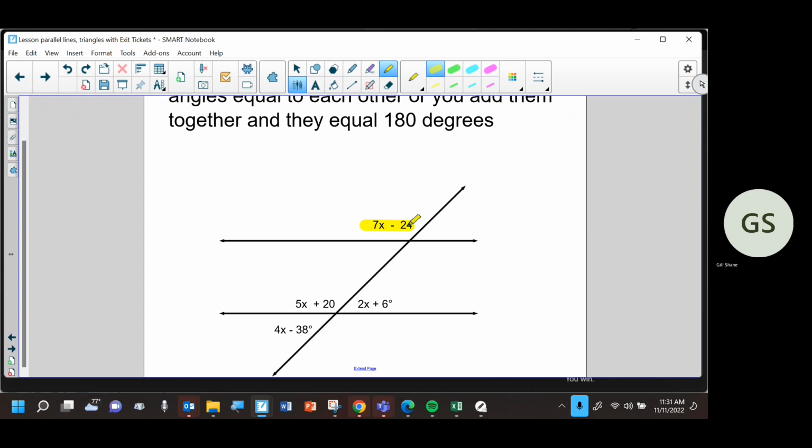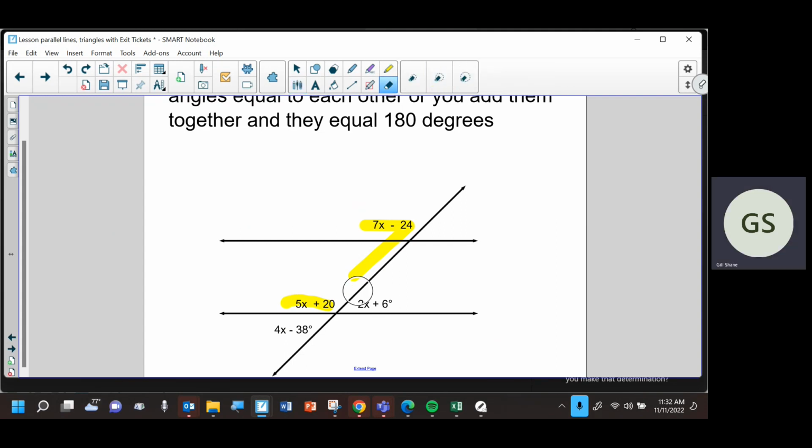So let's say I said I want to solve for x, and all I have are these two angles. How do I know whether I should set them equal, or I should add them together to be 180? How do you make that determination? You got to figure it out. You got to know which one to do.